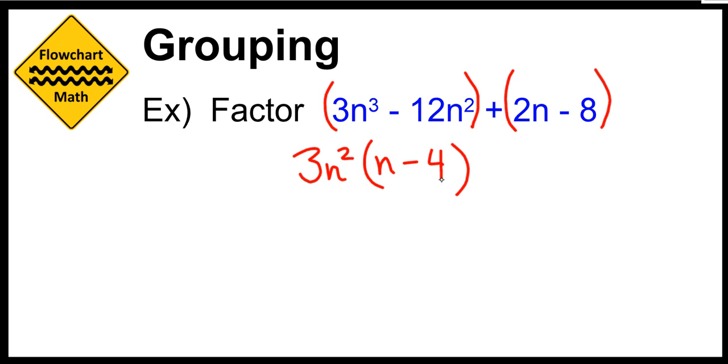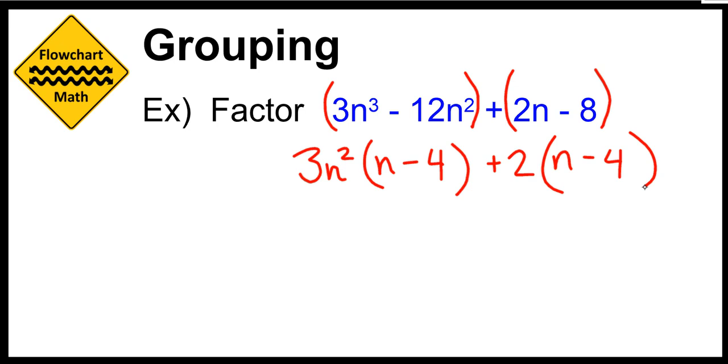Now we're going to look at the second group, 2n minus 8. If you look at those two, there's a positive 2 in common. So I'm going to put this plus in here, and I'm going to say plus 2 for my GCF on my second group. So 2 times n minus 4 gets me back to 2n minus 8.